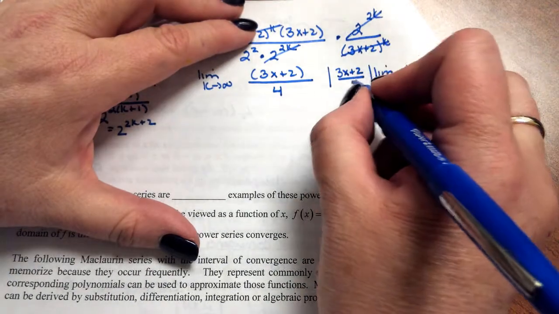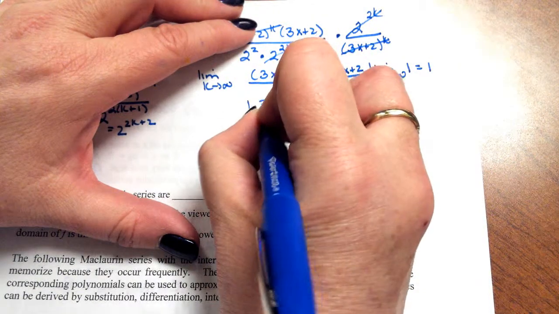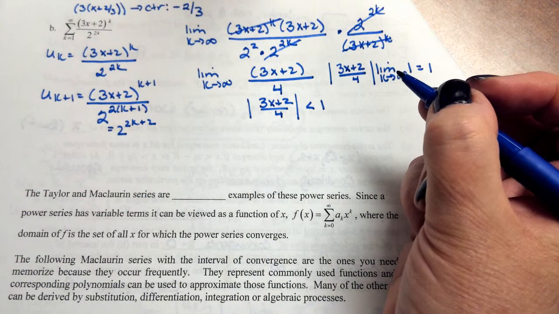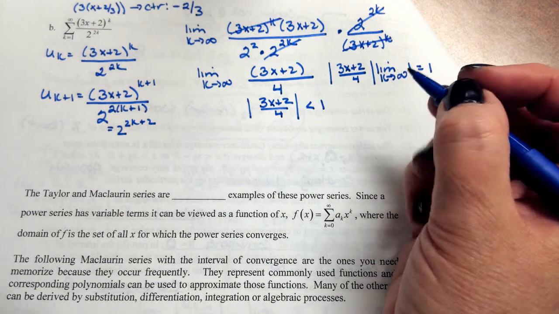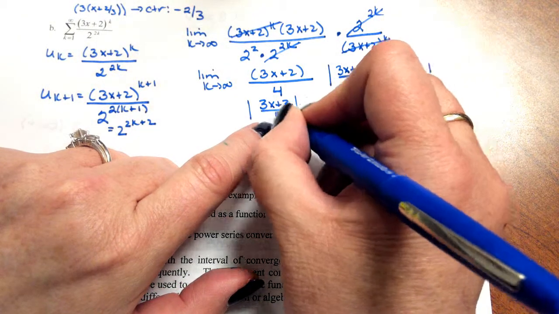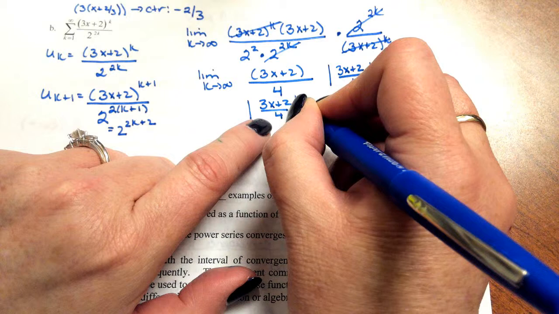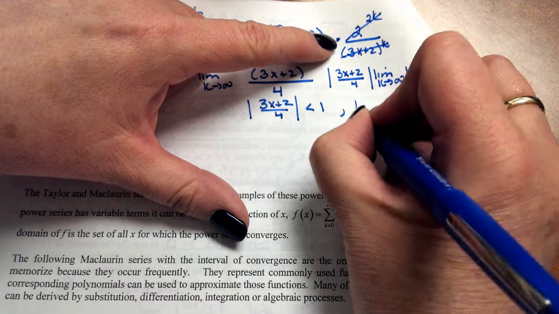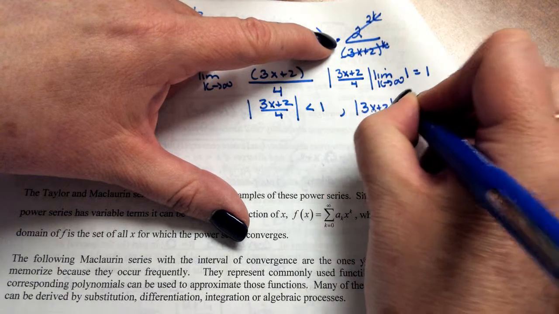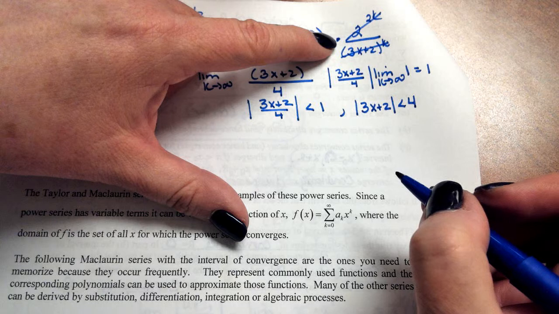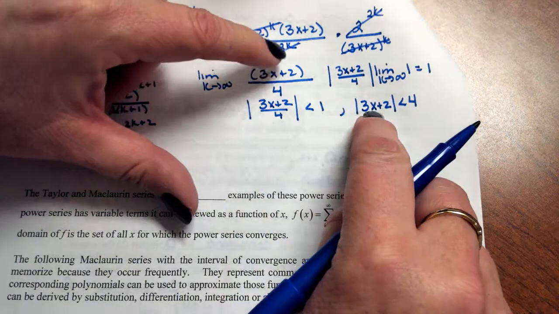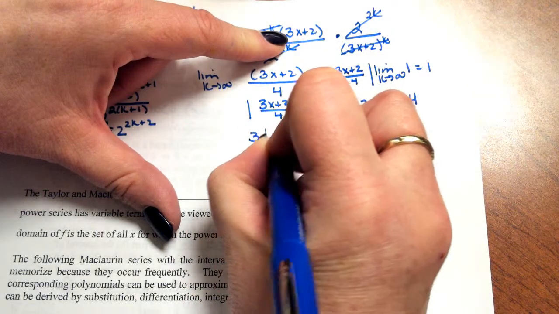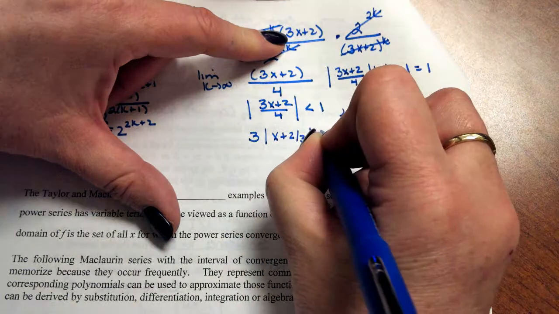Now remember, to converge, this has to be less than 1. So I have to take the absolute value of (3x plus 2) over 4 and make it less than 1. The first thing I want to do is start isolating what's inside this absolute value. So I'm going to multiply both sides by 4. So the absolute value of 3x plus 2 is less than 4. Again, I need to get this coefficient of x to be a positive 1, so I'm going to factor a 3 out of this. So I have 3 times the absolute value of x plus 2/3 is less than 4.